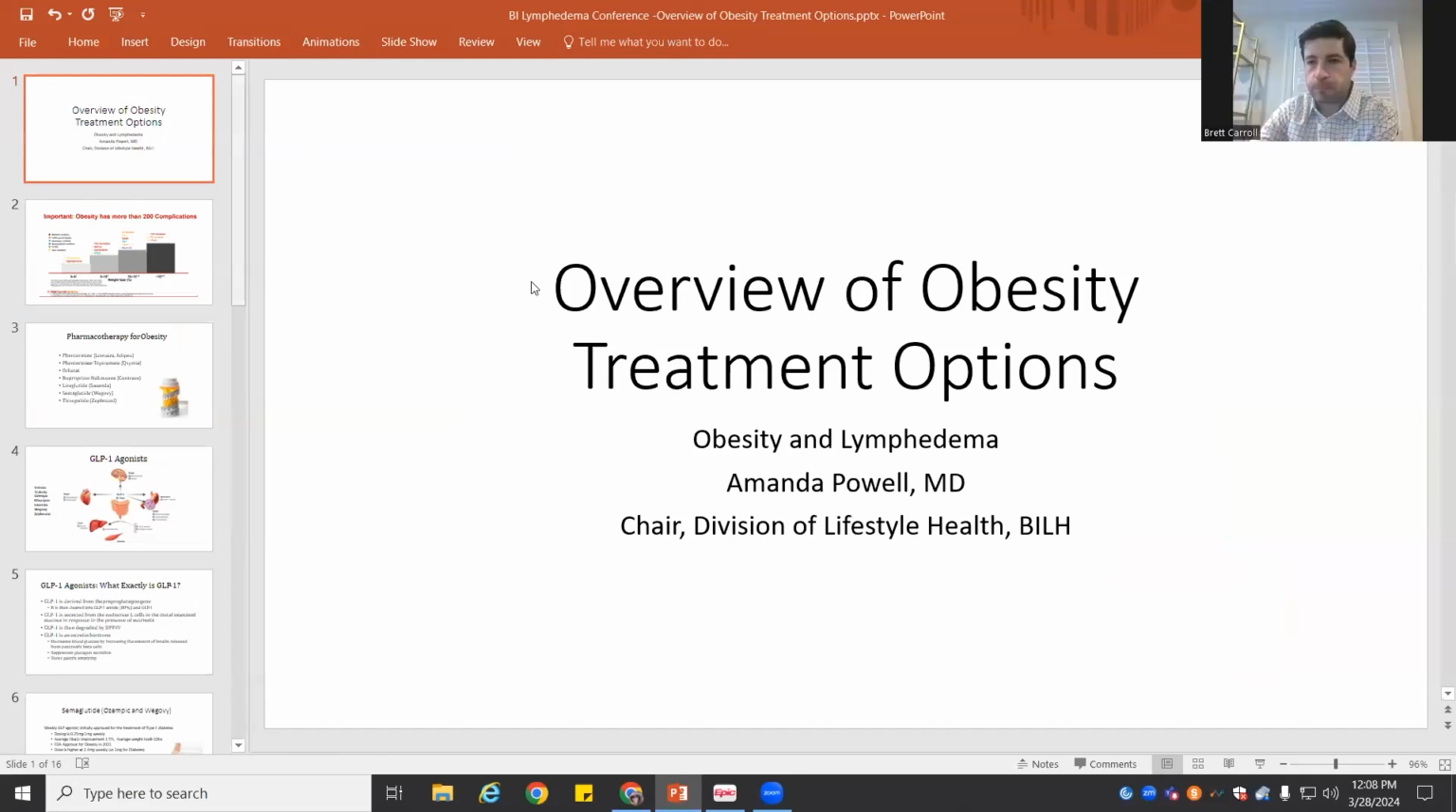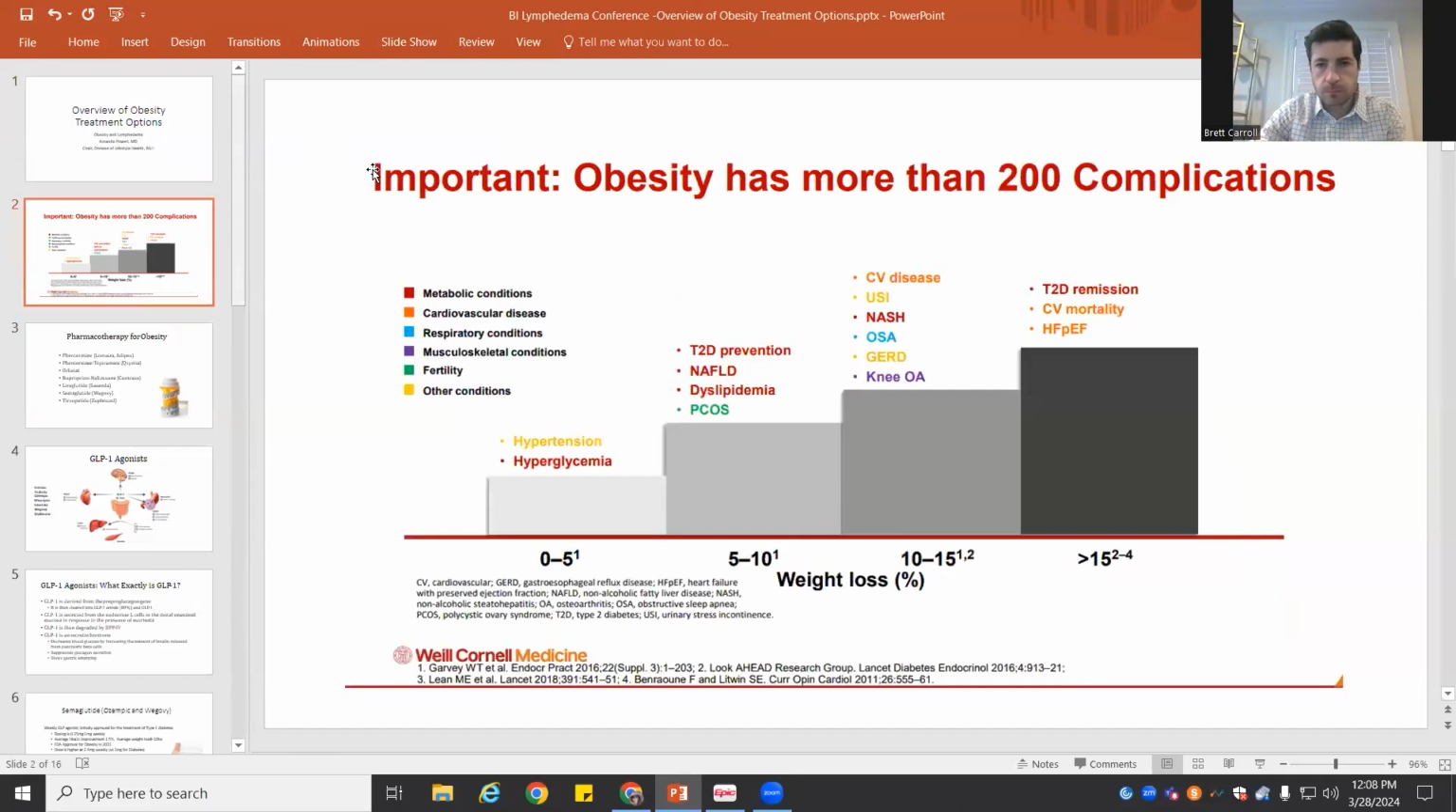No, that's fine. Okay. So I think what's important is just in general, because we understand why we treat obesity as a disease outside of the lymphedema, and critical to understand is that obesity has more than 200 complications, and it sort of hits every part of the body. And so it becomes incredibly important that we treat obesity as a chronic disease rather than a cosmetic issue. And more importantly is that when we do treat obesity, we can see substantial improvement in many of these comorbidities with fairly modest weight loss.